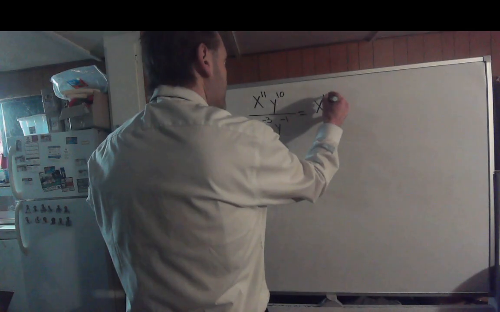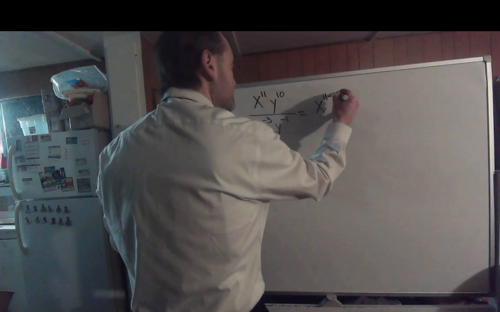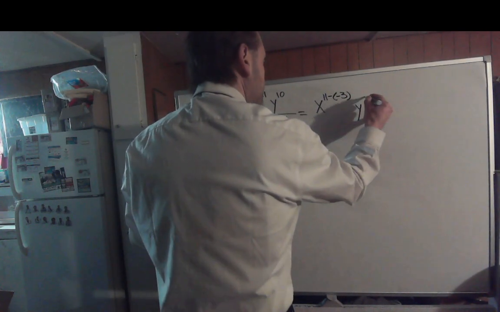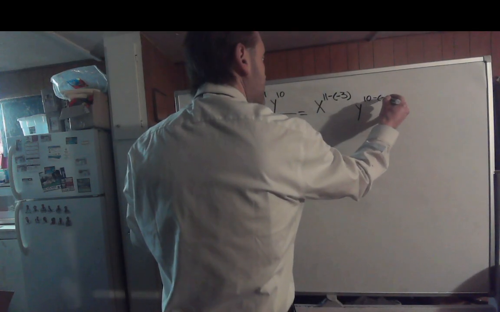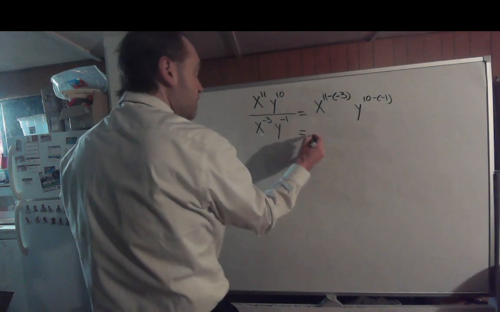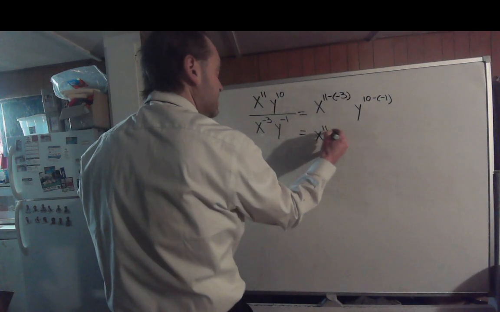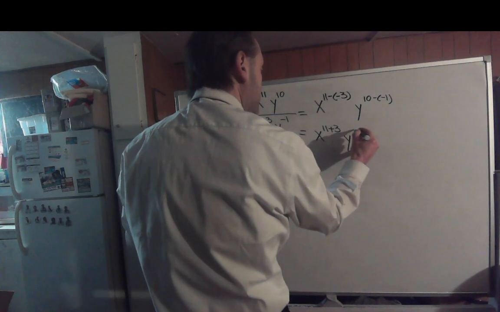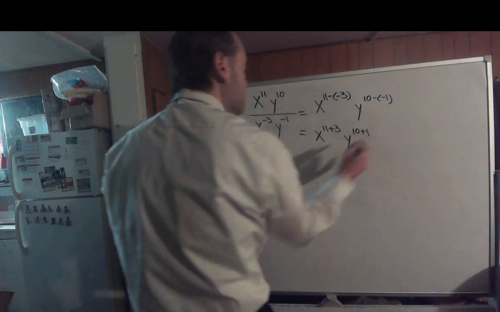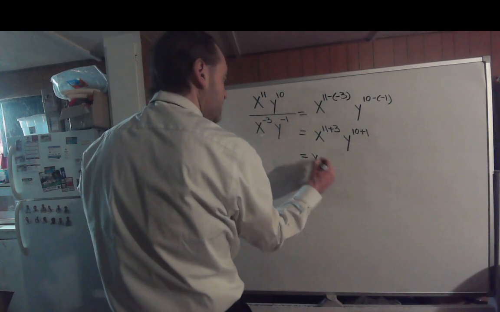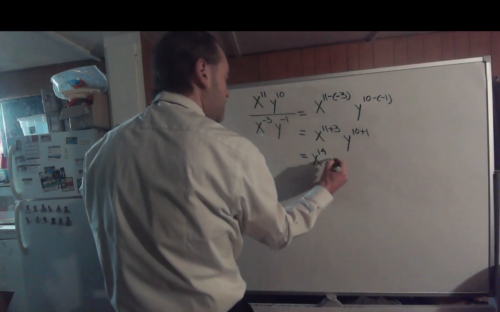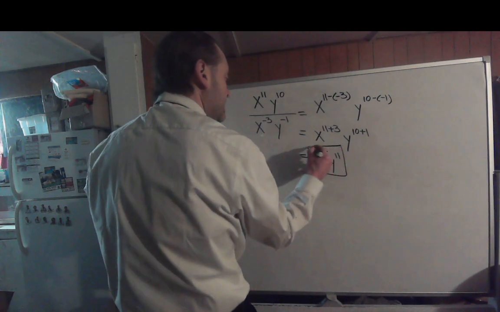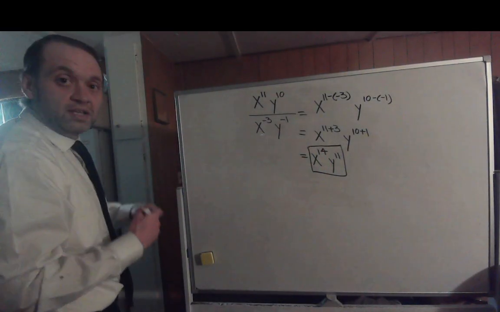This would turn into x to the 11th minus negative 3 times y to the 10th minus negative 1, which in turn would equal x to the 11 plus 3 times y to the 10 plus 1, which would end up giving you x to the 14th y to the 11th. So you should end up getting x to the 14th y to the 11th for this.